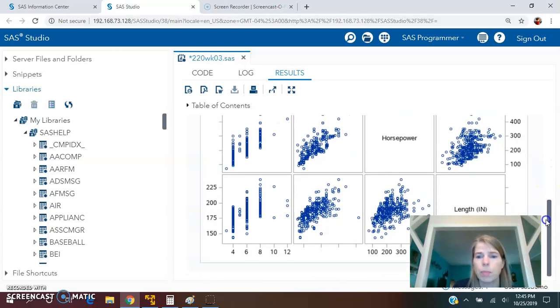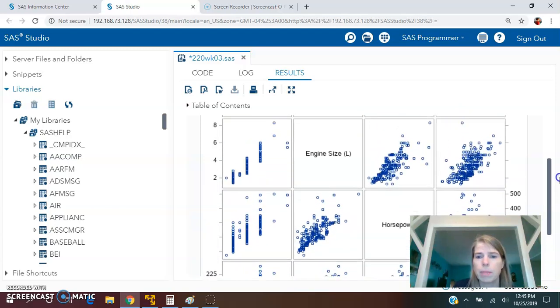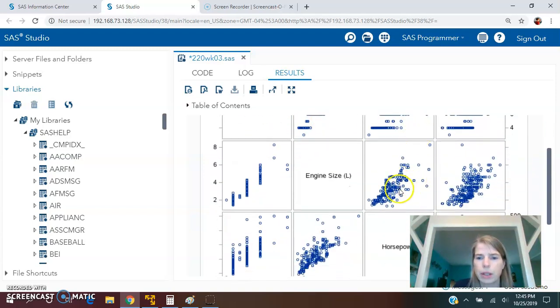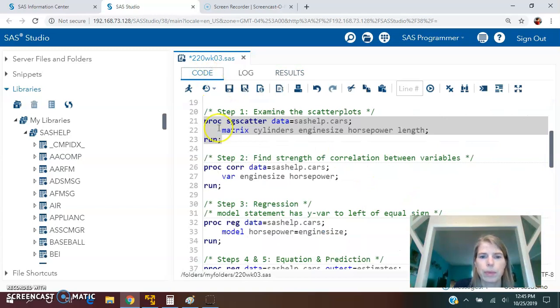We'll take a look at each pair, and we read this by looking at across with this variable and down to see which one's written. So this particular graph is engine size on the X and cylinders on the Y. And this particular graph is horsepower on the X and engine size on the Y. So that's how you read those results. Now let's go back to our code.